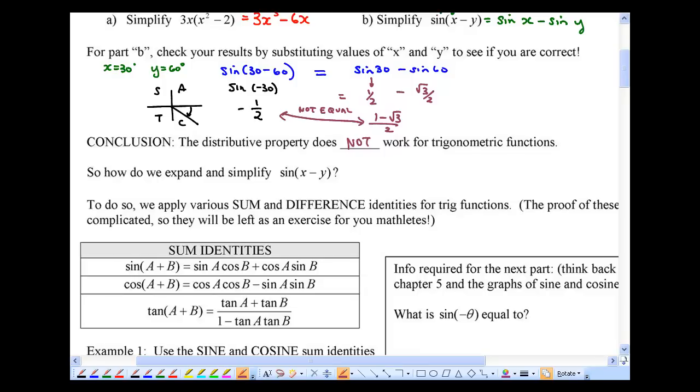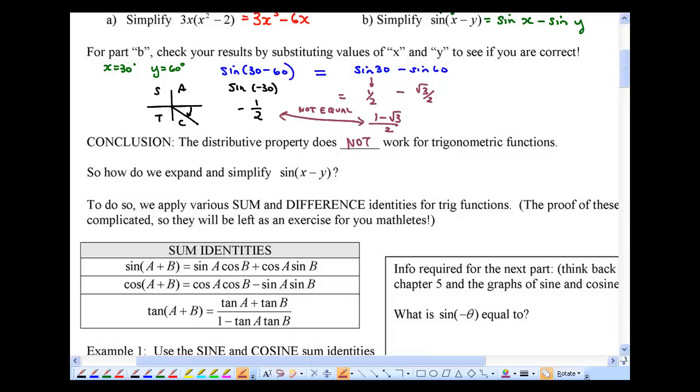But there's a sum identity. If I have sine of an angle A plus another angle B, it's actually equal to sine A times cosine B plus cosine A times sine B. Cosine has another one too. Cosine of A plus B is equal to cos A times cos B minus sine A sine B. And a tangent one, which is not used very often, but I'm going to show you anyways. Tangent of A plus B is equal to tangent A plus tangent B, all over 1 minus tangent A multiplied by tangent B. So these are the sum identities.